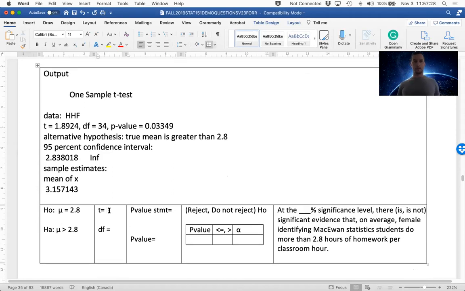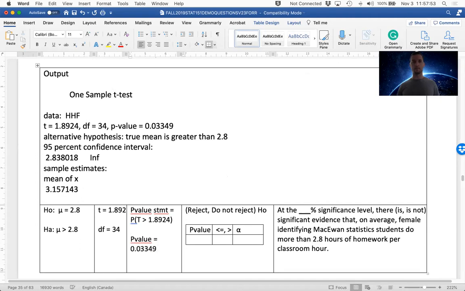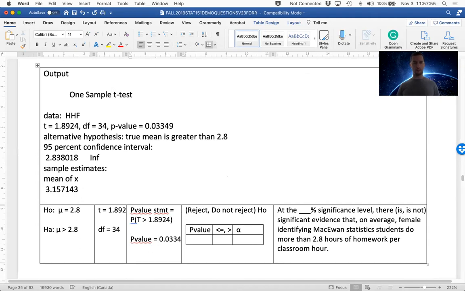All right, so here I have t equals 1.8924. I have a degrees of freedom of 34. My p-value statement here is going to be p that t is greater than 1.8924. And then the p-value from the test is 0.03349. I'll just round that because of space issues.